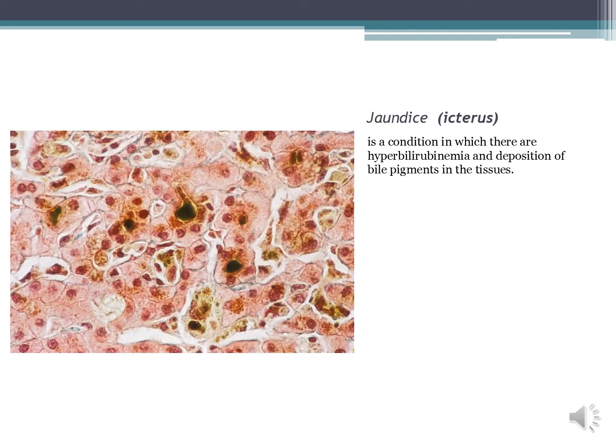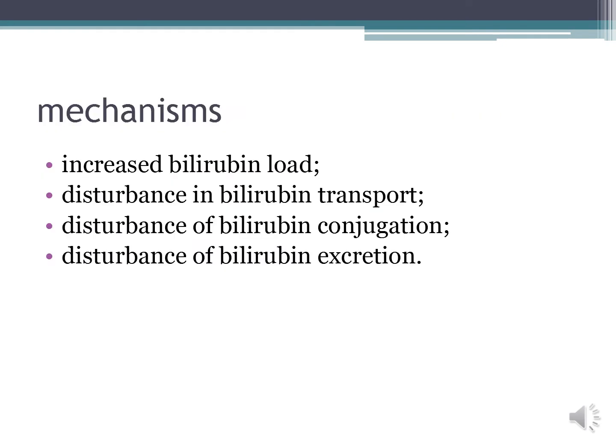The jaundice symptoms, the mechanisms are the following: increased bilirubin load, disturbance in bilirubin transport, disturbance of bilirubin conjugation, disturbance of bilirubin excretion.